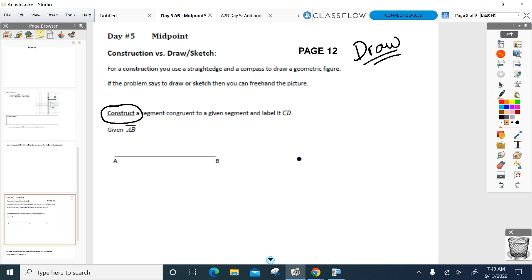And I'm not talking, oh, look at me, I have a ruler. I'm going to measure it, it's about 12 inches, I'm going to go over here and make a 12. No, that's not how this works. All right, you've got to use this compass.